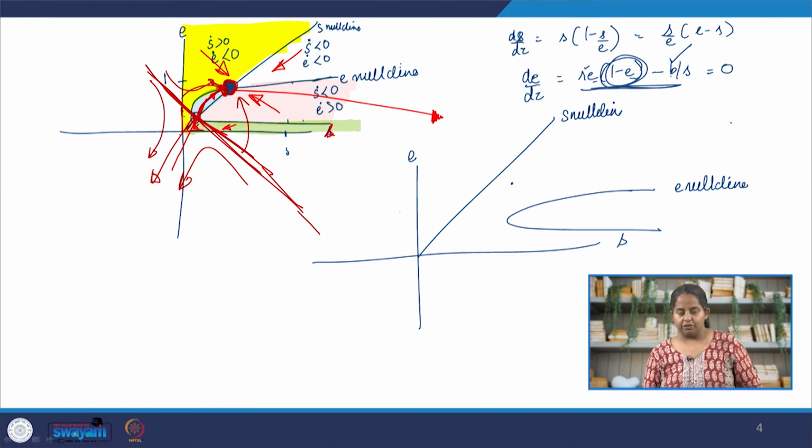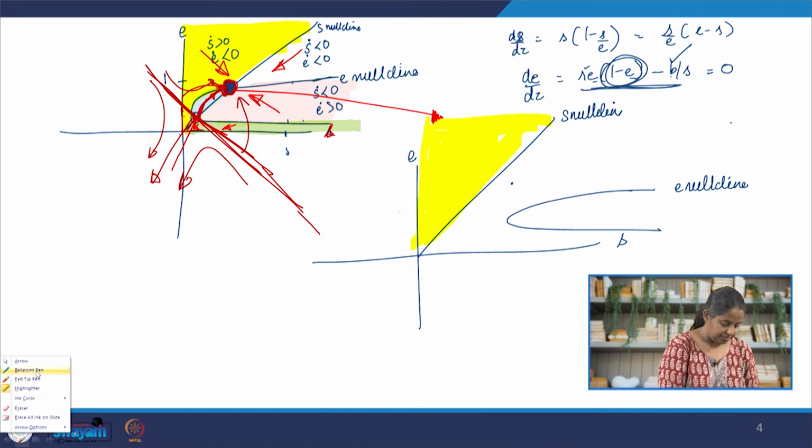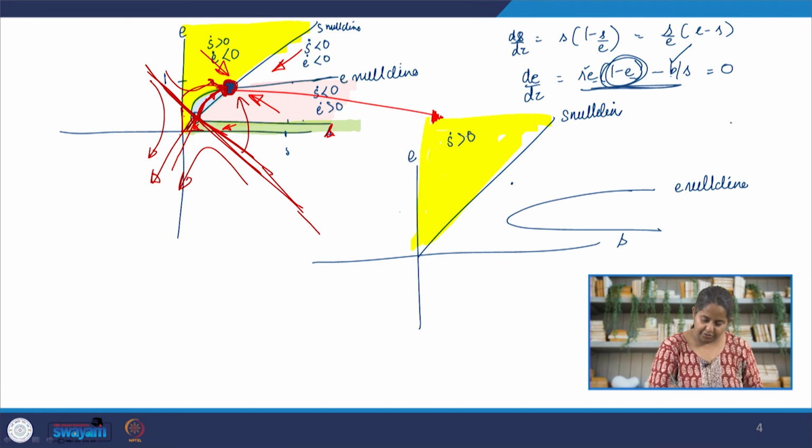So now if we look at the flow around these two nullclines, if you look at this area that is above the S nullcline, we are going to have some very similar flow behavior where dS by d tau is going to be positive, dE by d tau is going to be positive. And if you look at this area, dS by d tau is going to be negative, dE by d tau is also going to be negative. So the flow is in this direction. Here, made a mistake, dE by d tau is negative. So the flow is in this direction.